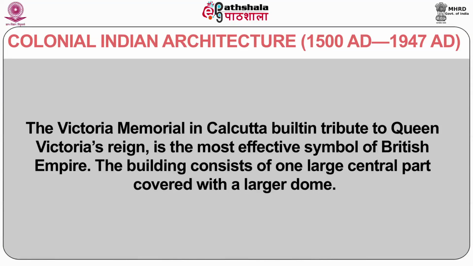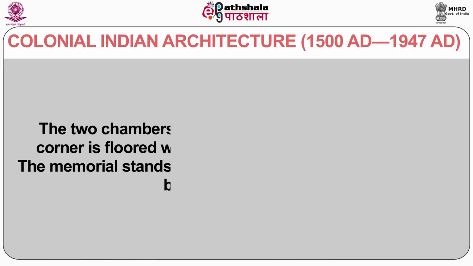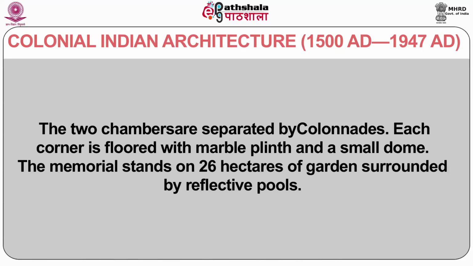The Victoria Memorial in Calcutta, built in tribute to Queen Victoria's reign, is the most effective symbol of the British Empire. The building consists of one large central part covered with a larger dome. The two chambers are separated by colonnades. Each corner is topped with a marble plinth and a small dome. The memorial stands on 26 hectares of garden surrounded by reflective pools.